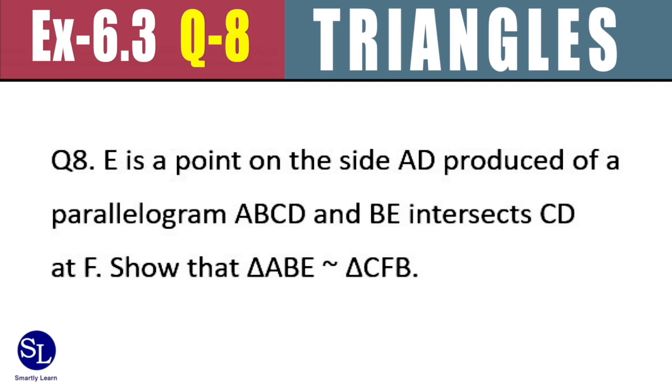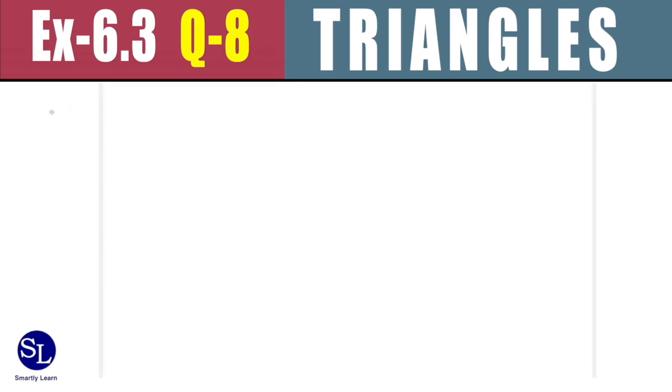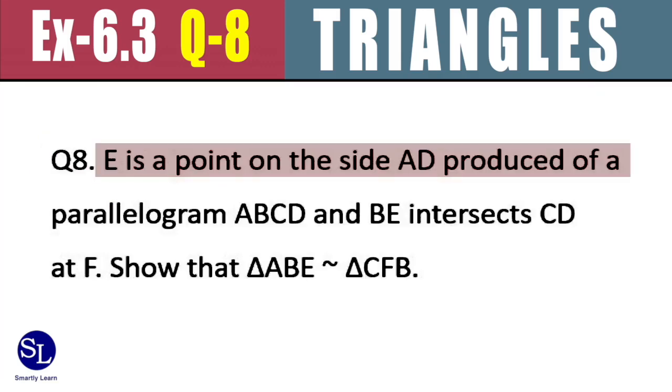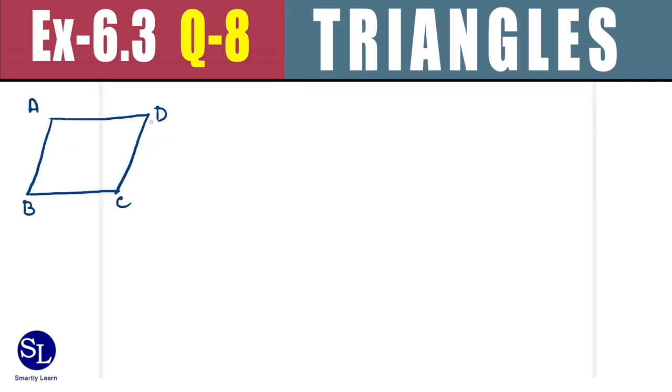So let's first draw a diagram. In this case, the diagram is not given to us. So let's first construct it ourselves. So I'm drawing a parallelogram ABCD, A, B, C, and D. What was given to us is AD is extended to produce E. So E is a point extended here. So let me draw it somewhere here.